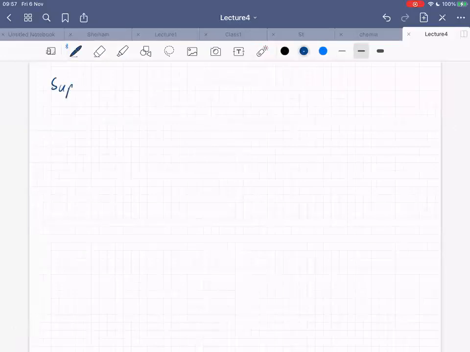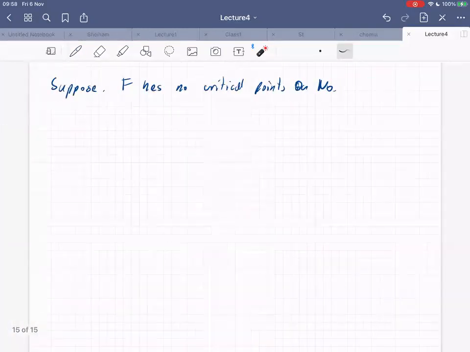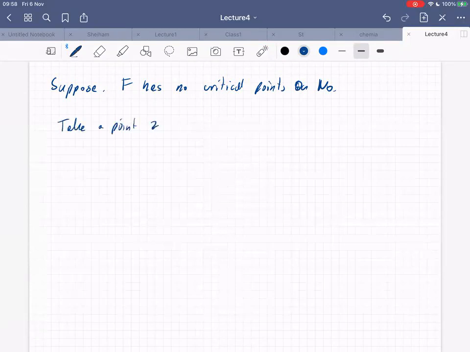So suppose, I'm running out of time, so I will just tell you the first step, and the next step will be given next week. Suppose F has no critical points on N zero. So suppose here these are non-existent. Then take a point z in N zero, and let gamma of t be the trajectory, so gamma z of zero is z, and gamma z dot is equal to xi of gamma z.